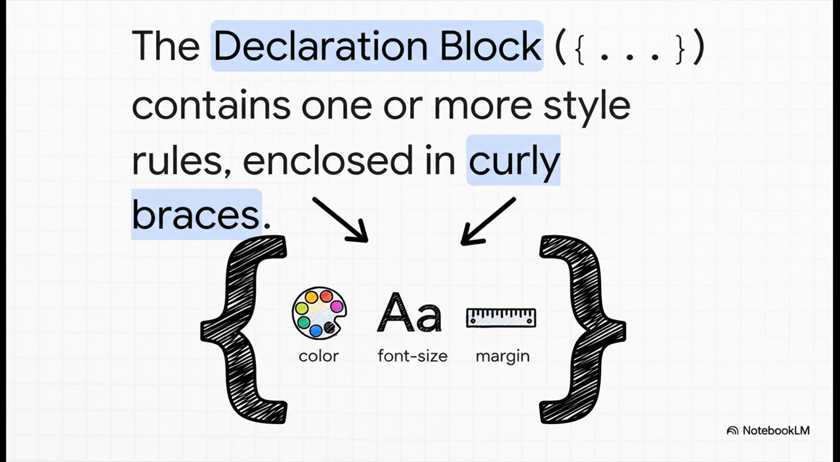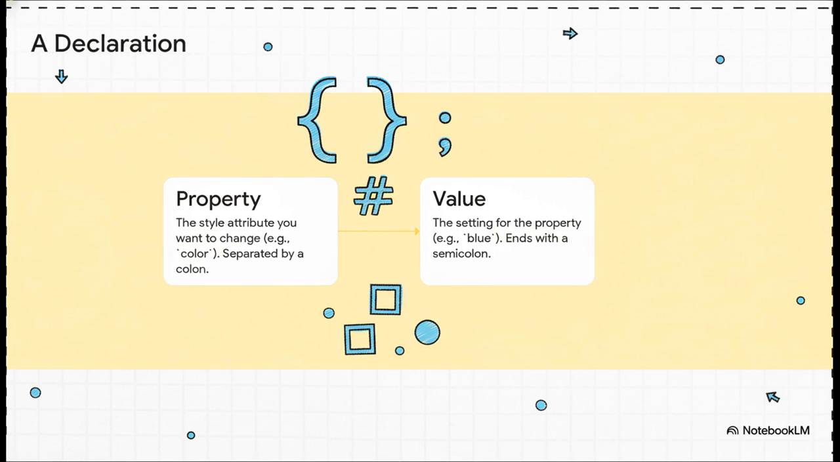Right after the selector, you have what's called the declaration block. This is where the magic happens. It holds all the style rules. And you see those curly braces? Those are super important. They're like bookends, telling the browser, hey, all the styles for the P tags start here and end here. Now inside those curly braces, we have our declarations, and each one is just a pair. A property and a value. The property is what you want to change, like color, or maybe font size. The value is what you want to change it to, like blue. You connect them with a colon, and this is key. You have to end every single declaration with a semicolon. That's how the browser knows where one style ends and the next one begins.